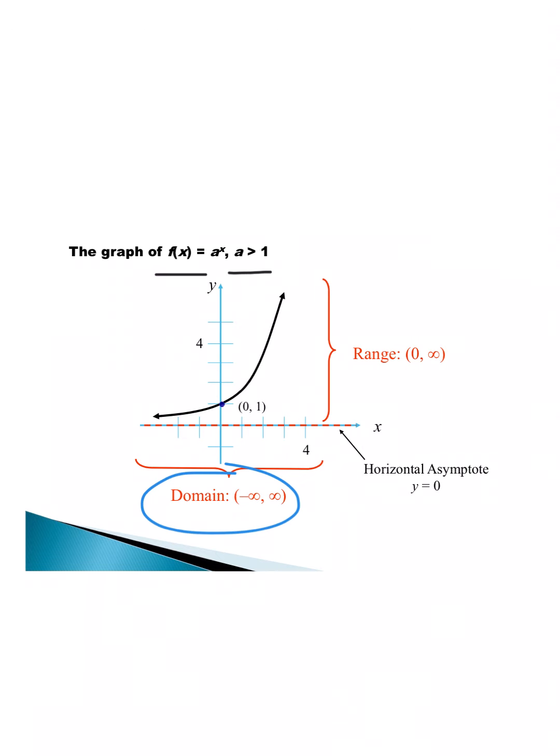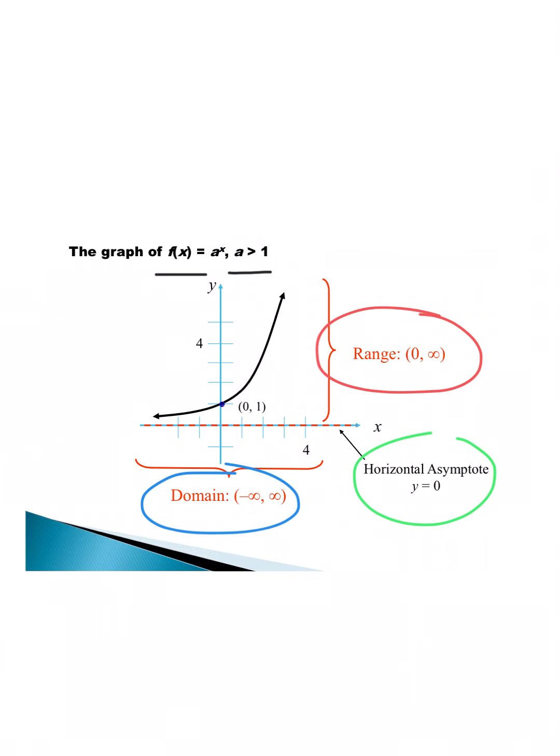For our range, notice it's a little different than the domain. The range is actually going to be from 0 to infinity, and that is because you can see down the bottom we have a horizontal asymptote of y equals 0. So on the left side, the graph is going to start to flatten out. It's going to keep going, flatten out, approach 0, but never actually touch it. Whereas on the right side, it's going to keep going.